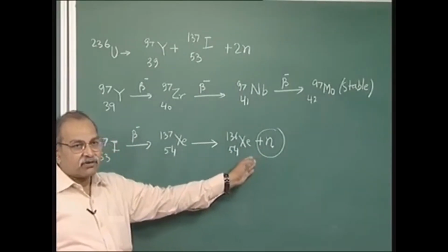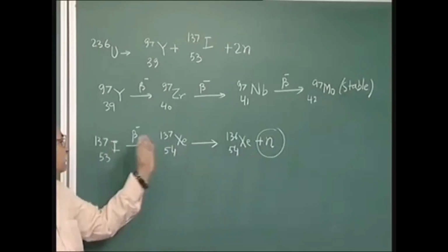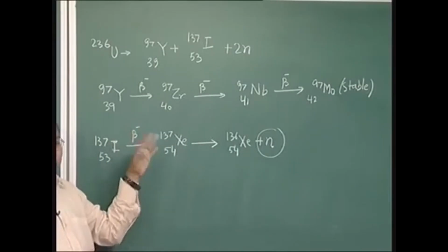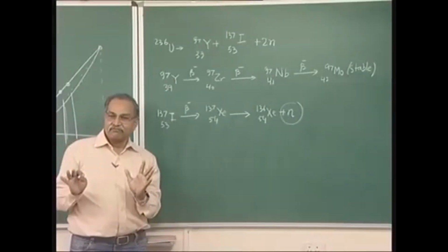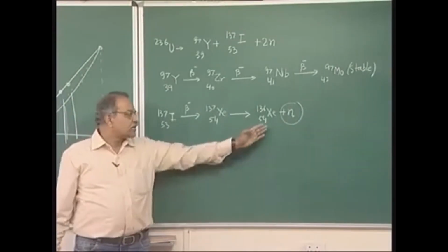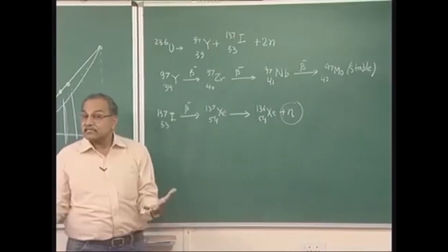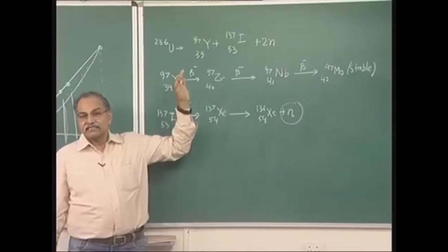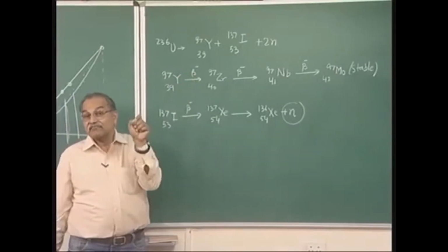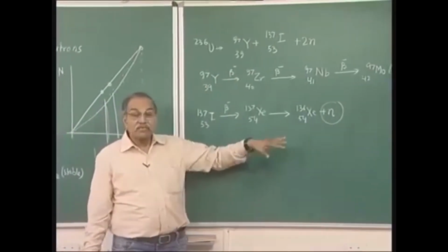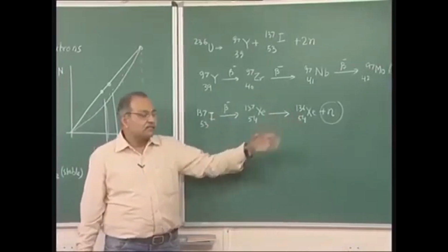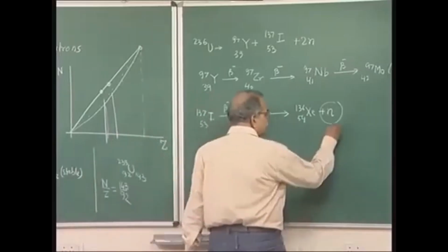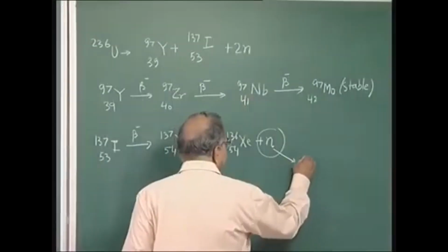Now, this neutron has come after this beta decay, and beta decay has its own lifetime, and therefore this neutron has come after a few seconds or a few minutes, not in 10 to the minus 16 seconds, not at the fission time scale. So, it has come much later than that. These type of neutrons are called delayed neutrons.